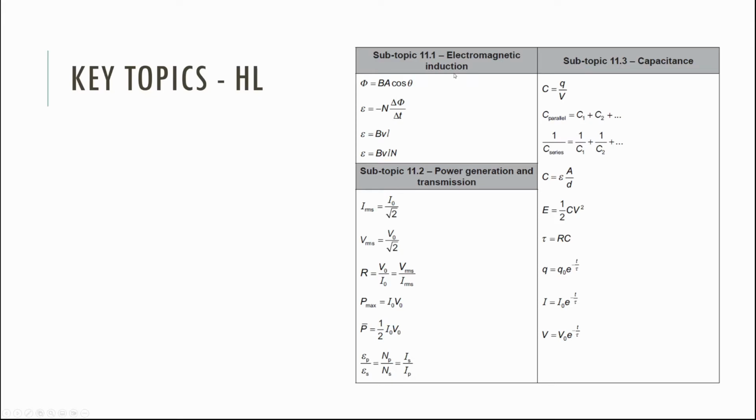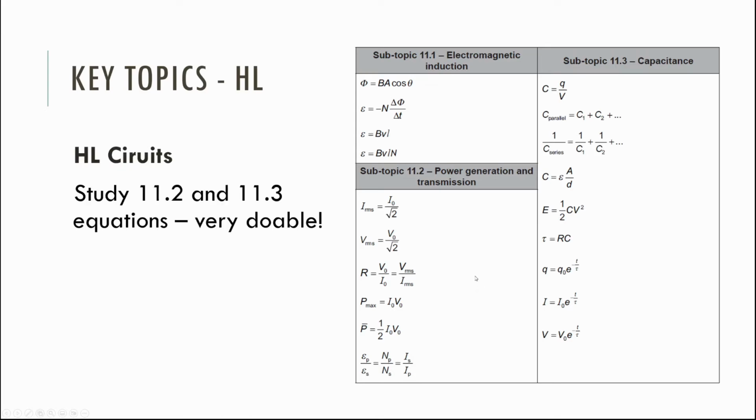All right, topic 11 is a doozy. Topic 11, pick and choose. 11.2 and 11.3 are very, very doable, especially if you're okay at circuits. 11.2 is all just dividing stuff by the square root of 2, and then it's all your same equations. Power equals I times V.